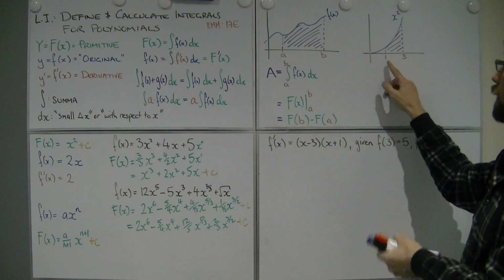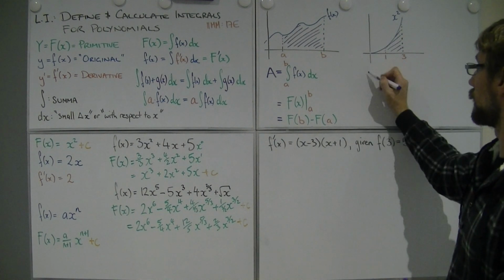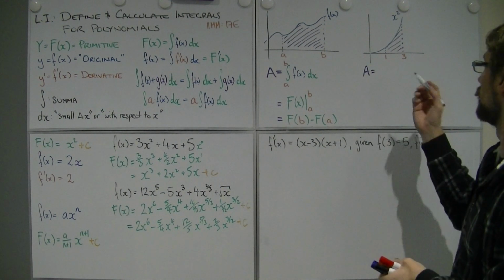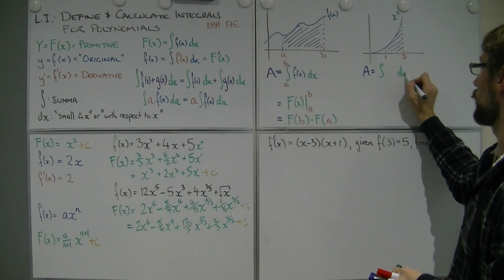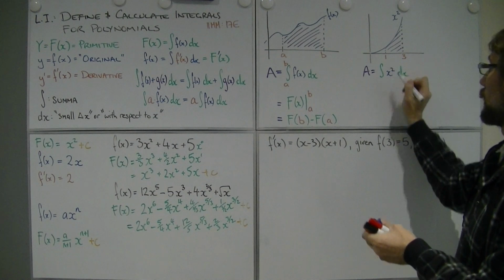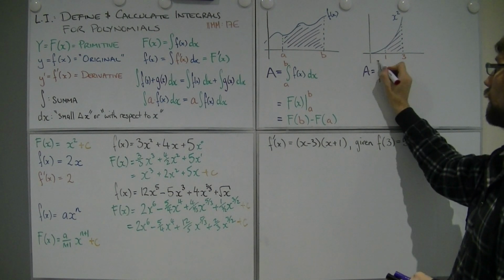So let's run through an actual example of this. I want the area between x is 1 and x is 3 for the function x squared. Well, the area will equal the integral with respect to x, because we're moving in the x direction, for the function x squared between the values of low to high, 1 to 3.